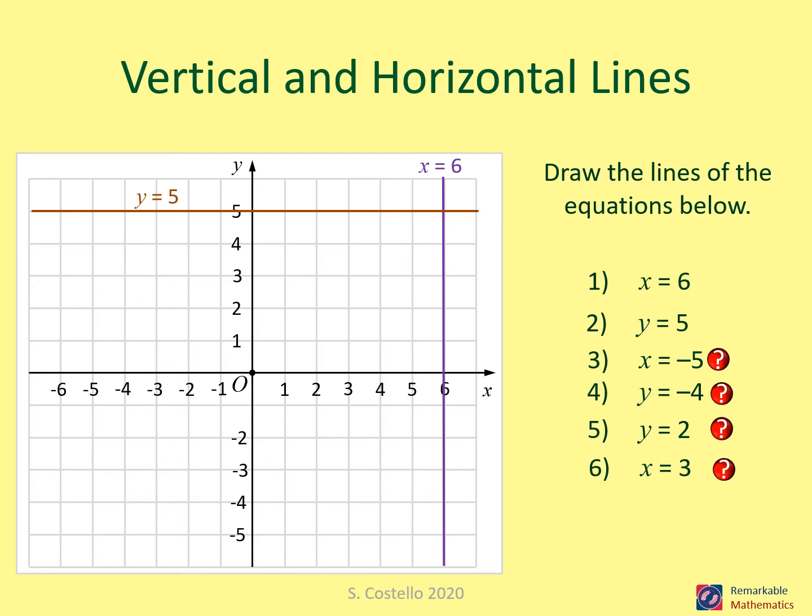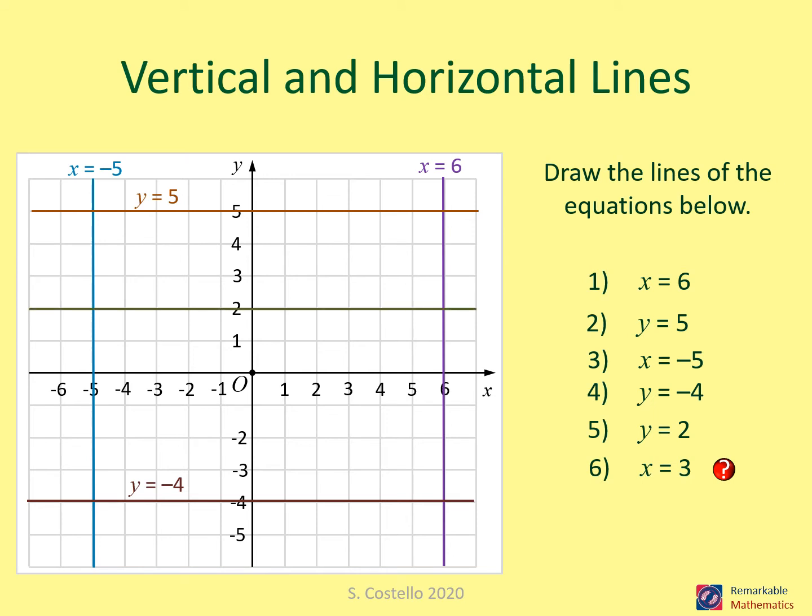Question 3, x equals minus 5. Again, there's our vertical line, passing through the x-axis at the point x equals minus 5. Question 4, y equals minus 4. There's our line, passing through the y-axis at y equals minus 4. Question 5, a horizontal line, passing through the y-axis at y equals 2. And lastly, question 6, x equals 3. A vertical line, passing through the x-axis at x equals 3.